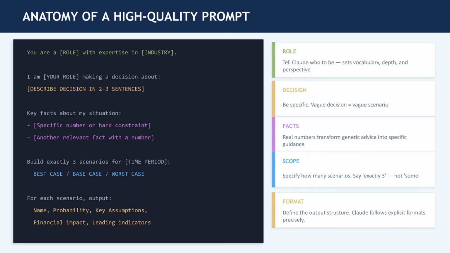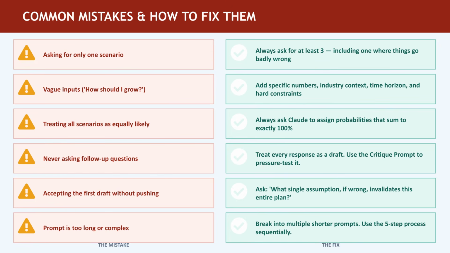A high-quality prompt has 5 core components: role, decision, facts, scope, and format. Specifically defining the output format ensures Claude follows instructions precisely, delivering the structured results you need. Avoid common mistakes by always asking for at least 3 scenarios, including 1 worst case. Use specific numbers and constraints. Always ask Claude to assign probabilities that sum to 100%.